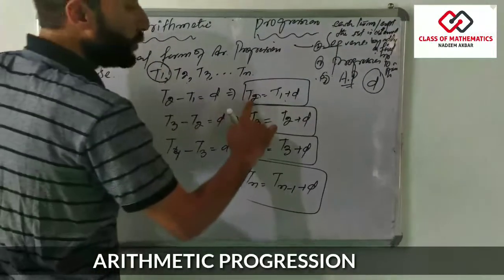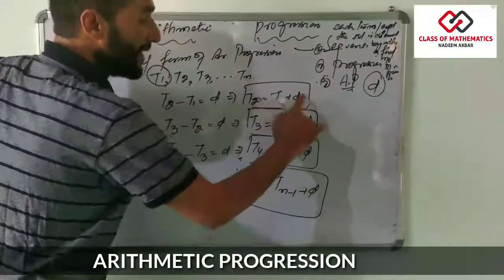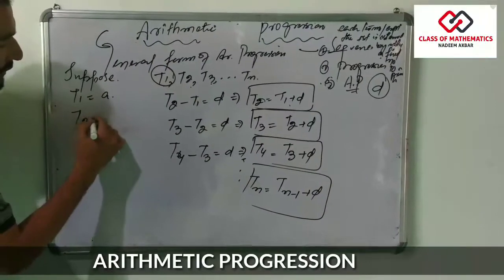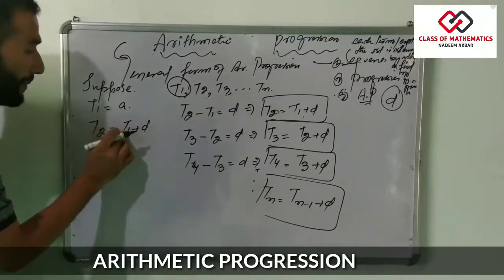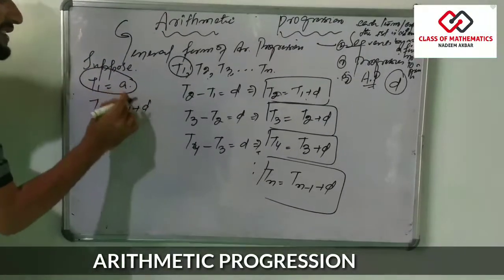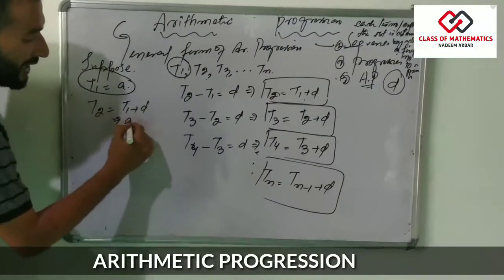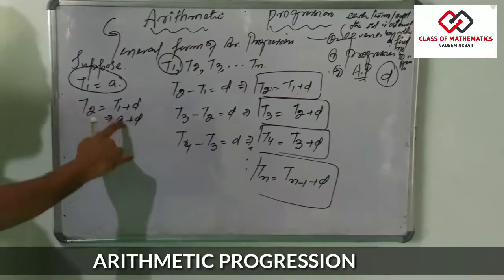अब यहां पे देखो T2 किसके बराबर निकाला हमें? That's T1 plus D. So T2 will be equal to T1 plus D. अब T1 के बदले क्या है? मैंने क्या T1 को सपोज किया है? It's equal to A. So this means it will be A plus D. So T2 is equal to A plus D.